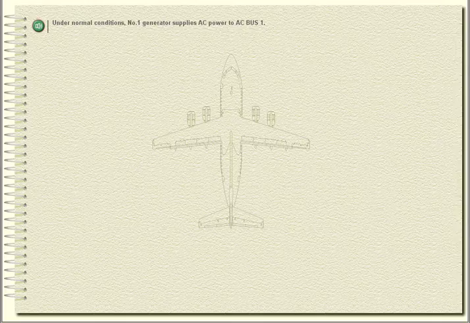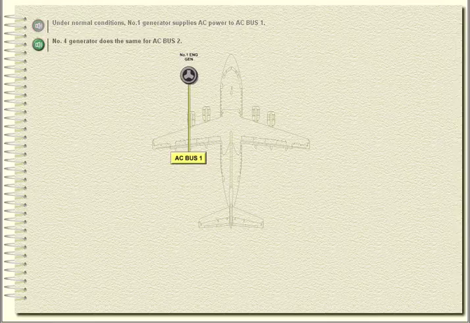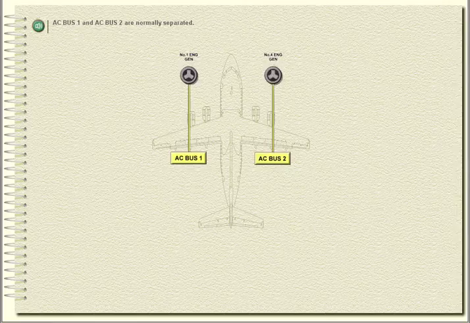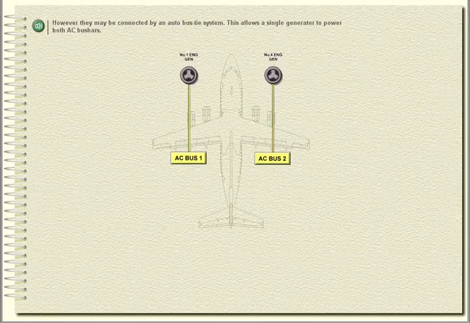Under normal conditions, number 1 generator supplies AC power to AC bus 1. Number 4 generator does the same for AC bus 2. AC bus 1 and AC bus 2 are normally separated. However, they may be connected by an autobus tie system. This allows a single generator to power both AC busbars.